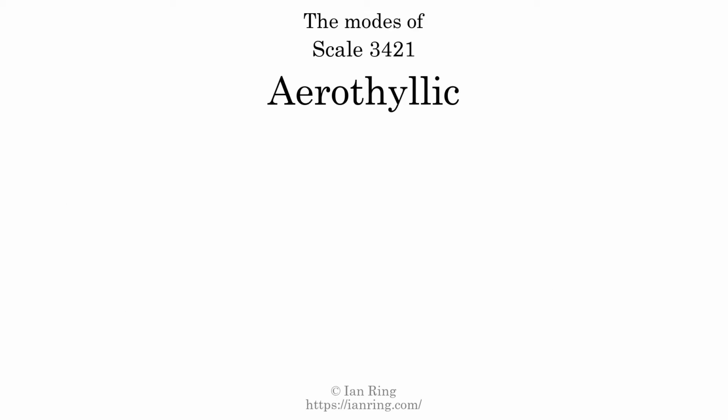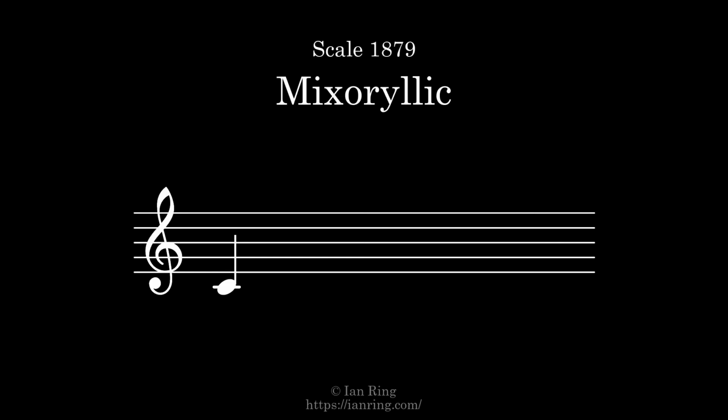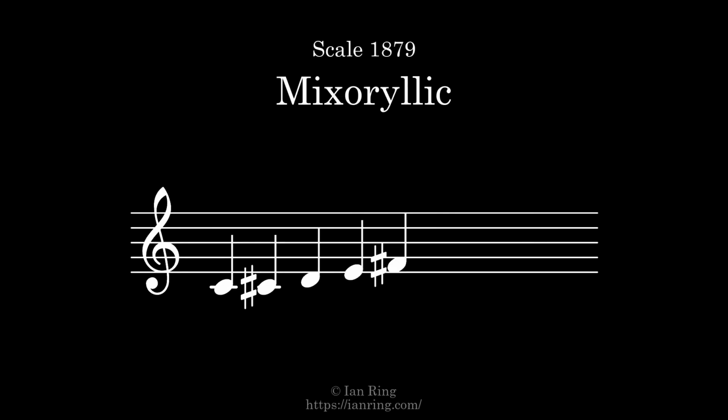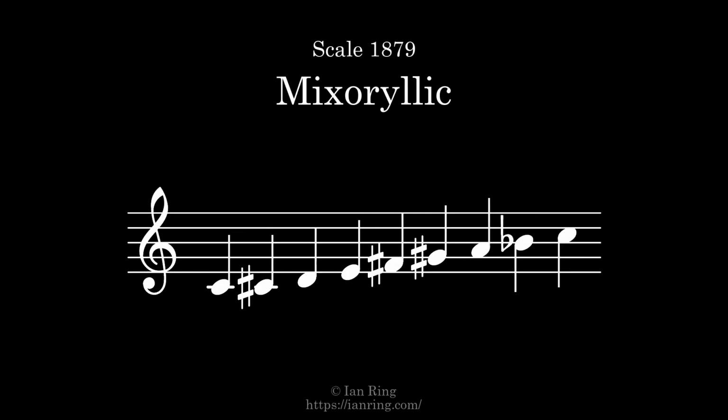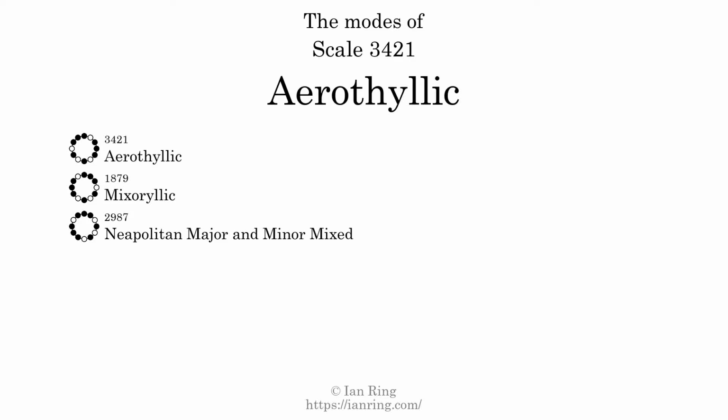This scale has 8 modes. The first mode is itself. The second mode is scale 1879, also known as Mixorylic. It sounds like this. The third mode is scale 2987, also known as Neapolitan major and minor mixed. It sounds like this.